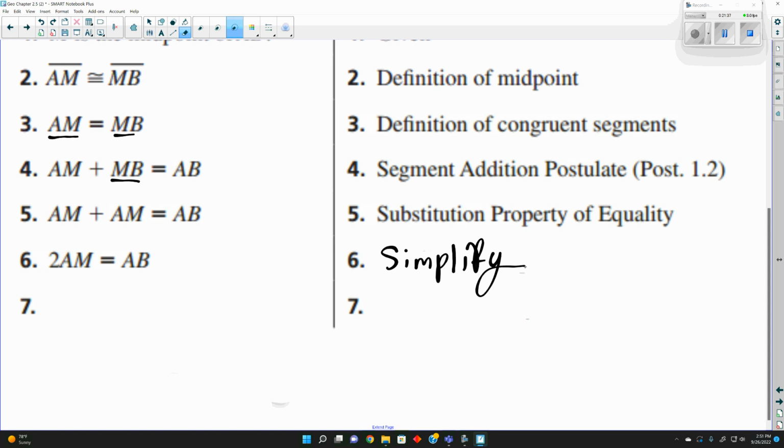Simplify. Now, we can really say it's the distributive property. We're working backwards. We're saying that we factor the AM out, and then 1 plus 1 is 2. I'm going to say simplify.